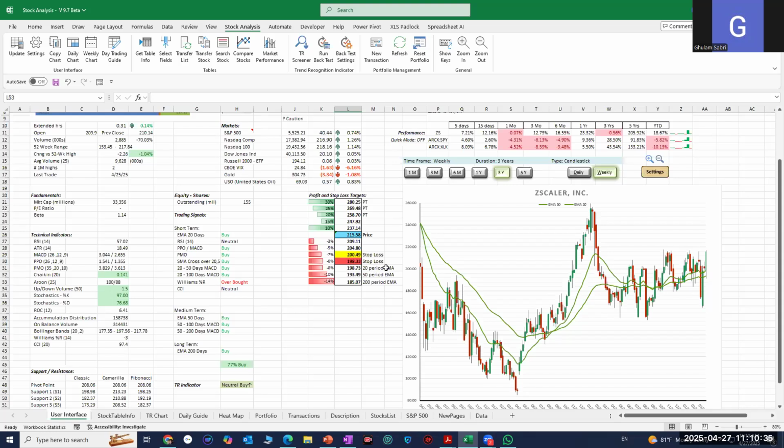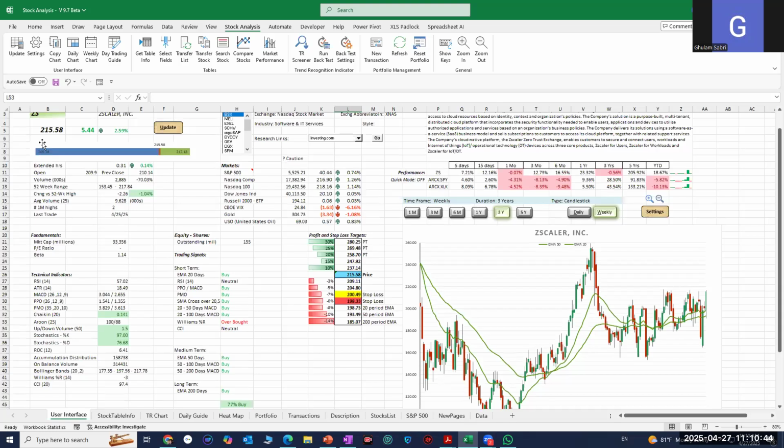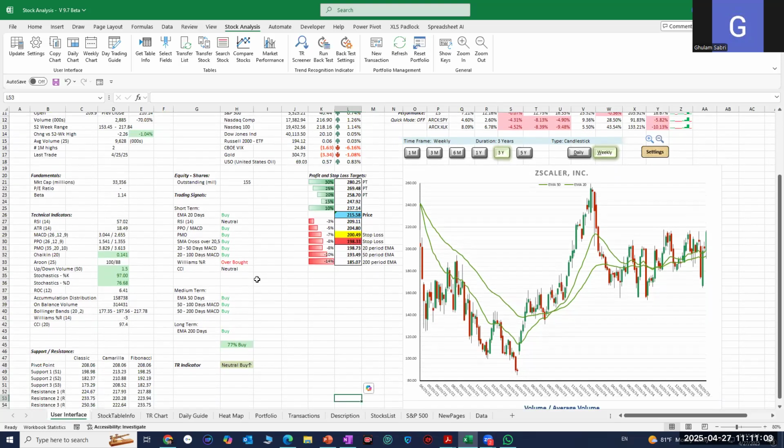So for example, the 20 period EMA on the weekly basis, because the weekly chart is chosen, is 198.73, and we are already at 215. So that weekly 20 period EMA is 8% below the current price. This is what it is telling us. And if we go there, how much is the suggested target for the 10%, 15% and 20% profit? How much should it be? 77% bias. TR indicator is still neutral buy.